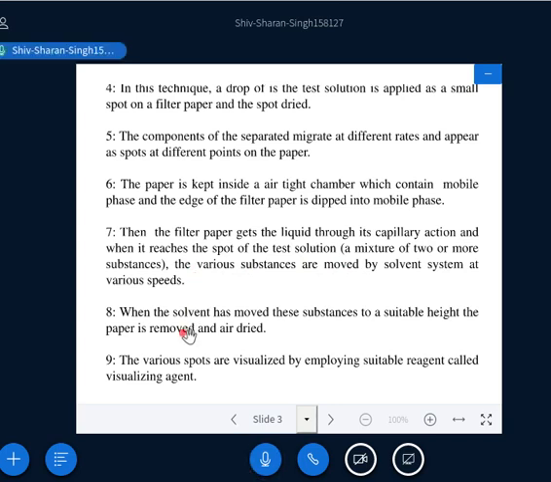Clear? Now the solvent has moved these substances to a suitable height. The paper is removed and air dried, but you can also use oven drying. Now the various spots are visualized by employing suitable reagents called visualizing agents.